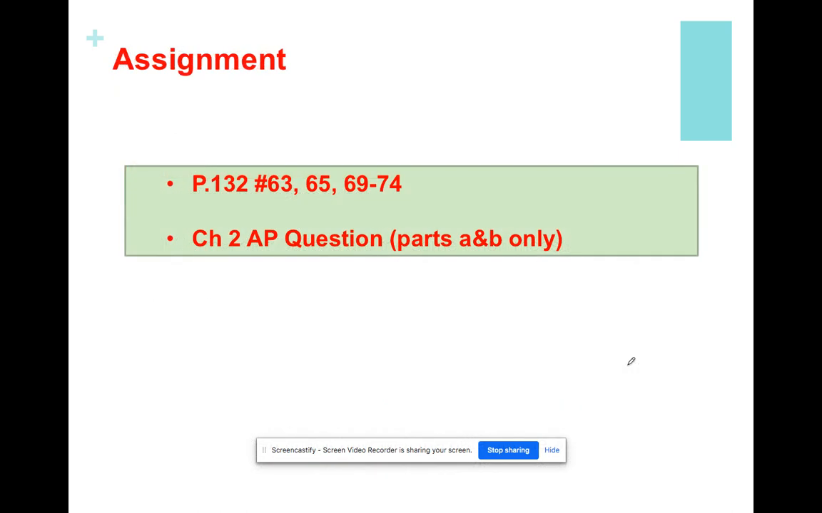So for your assignment tonight, you guys have some book problems and the Chapter 2 AP question, but please make sure you're only doing parts A and B. We have not learned about how to address the rest of that question at this point.